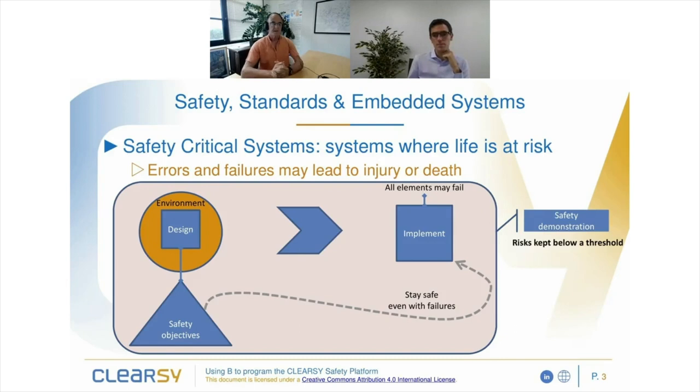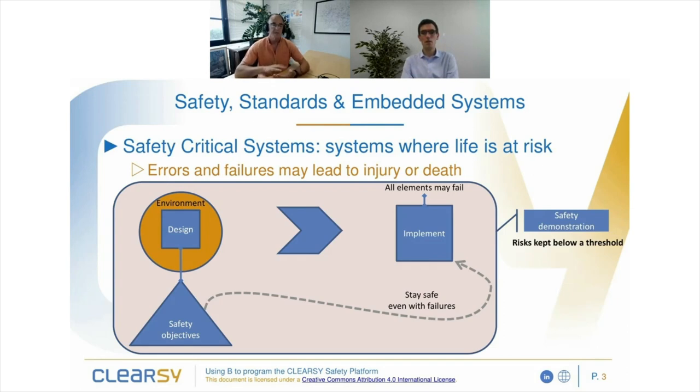So the first part is about safety. You probably know what safety means. It just means that the life or health of someone is at risk in case of failure. And when you design a safety system, you have to consider not only the safety objective, but the design of what you are going to produce, and the environment in which it is aimed to be executed or used.